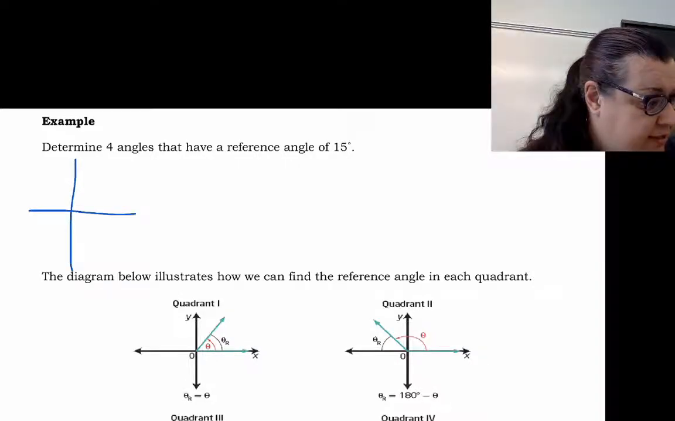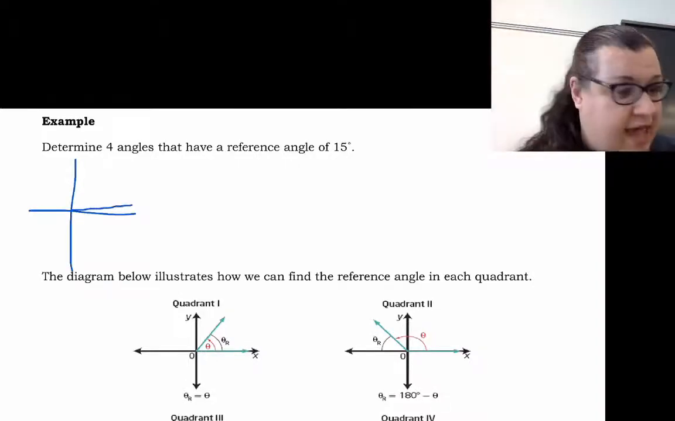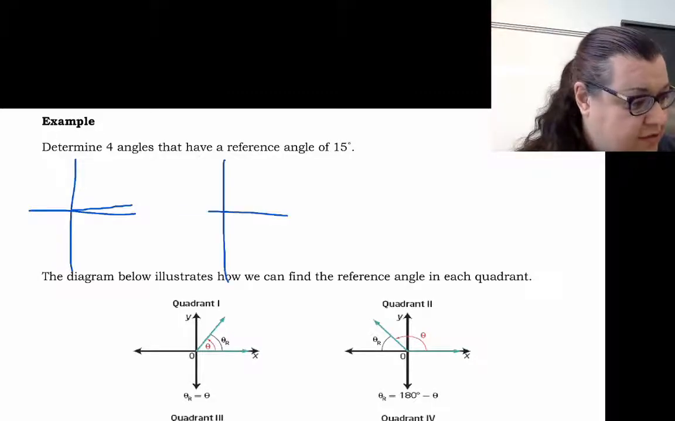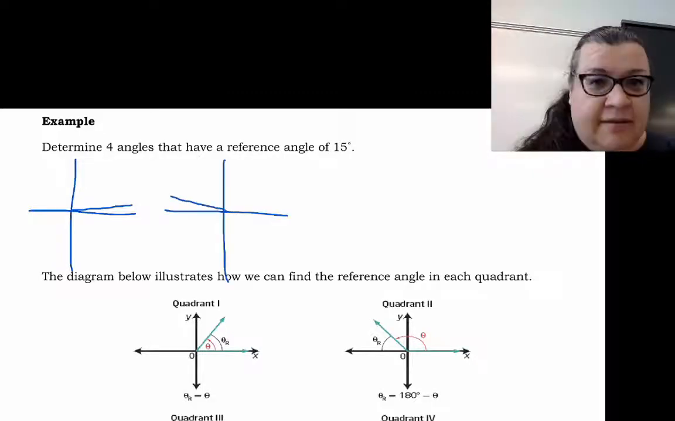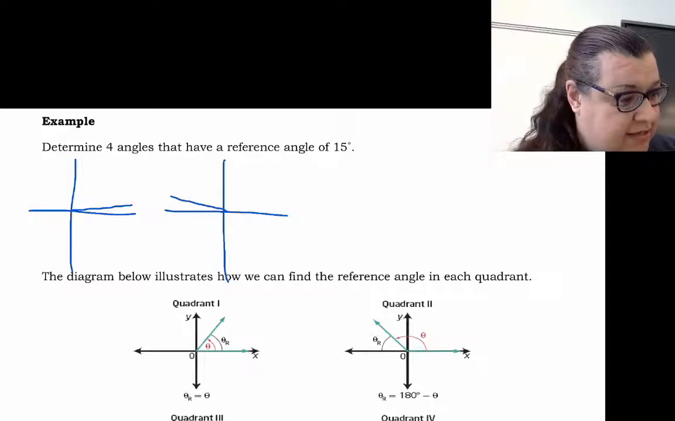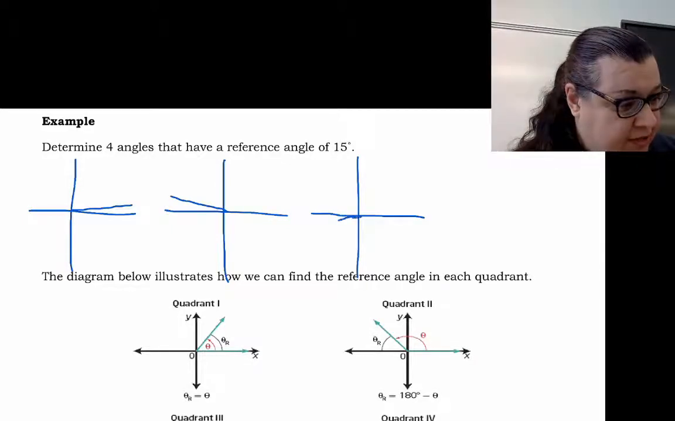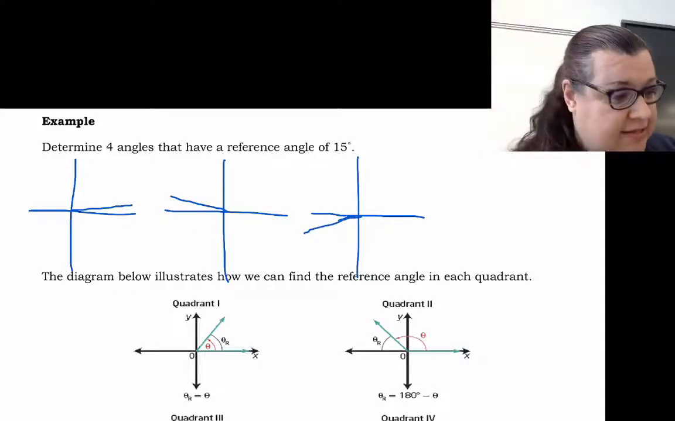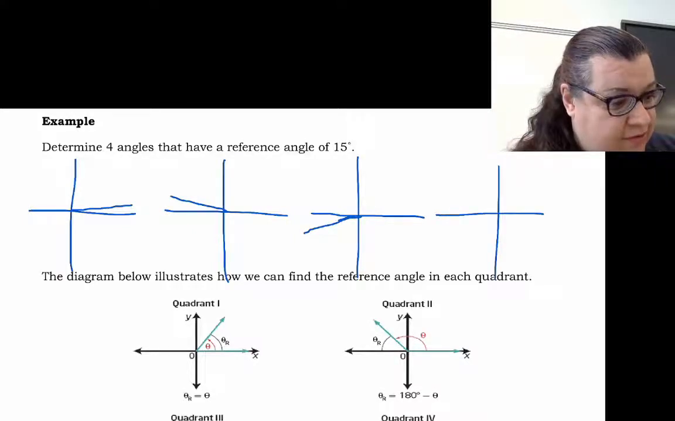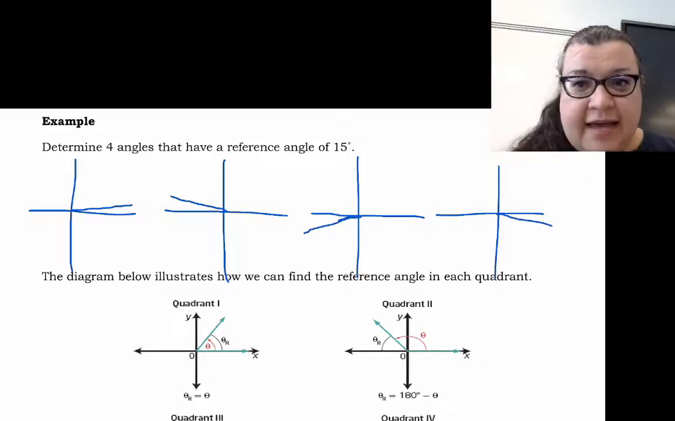So 15 degrees, if it's in quadrant 1, would be something like that. If it's in quadrant 2, it's going to be the mirror image just across the x-axis, or sorry, the y-axis. 15 degrees if it was in quadrant 3 as a reference angle would be something like that. And if it was in quadrant 4, it would be something like that.